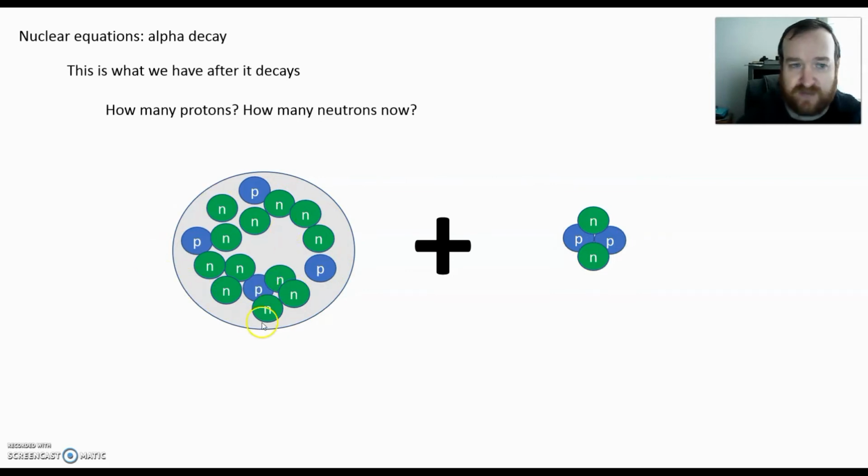How many neutrons does it have now? How many protons does it have now? It's easy to see, there's 4 protons, it's quite quick to count. It's hard to count the number of neutrons, but I can do some quick maths.